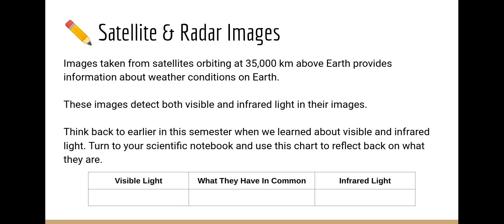Think back to earlier in the semester, I showed a picture of a cow under an infrared light and how the infrared camera picked up the infrared light coming off of the cow. We saw that in the middle of the cow there was a concentration of red, and this red spot showed us that there was a lot of warmth there. For what they have in common, these both are used to predict weather conditions, and they are both used when images are taken, especially from these satellites that orbit above Earth.